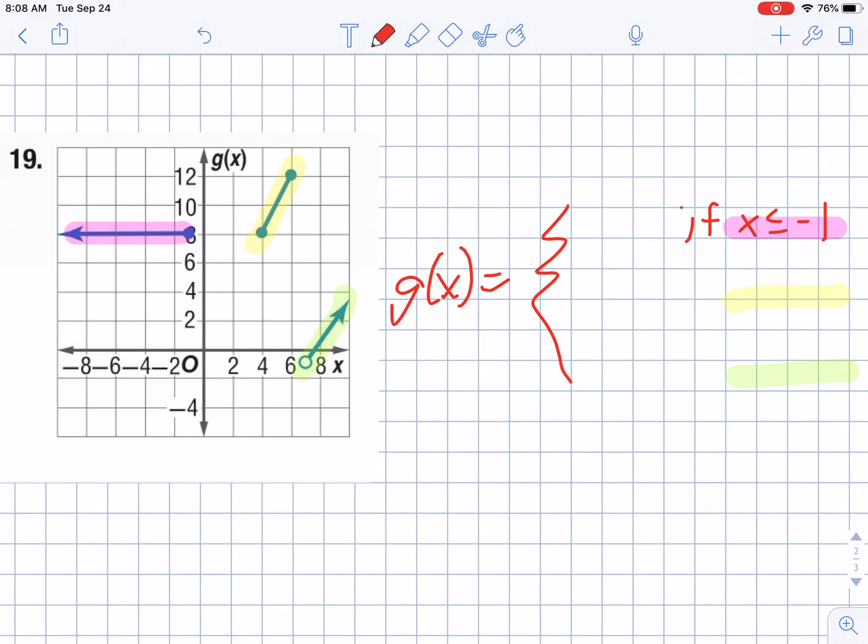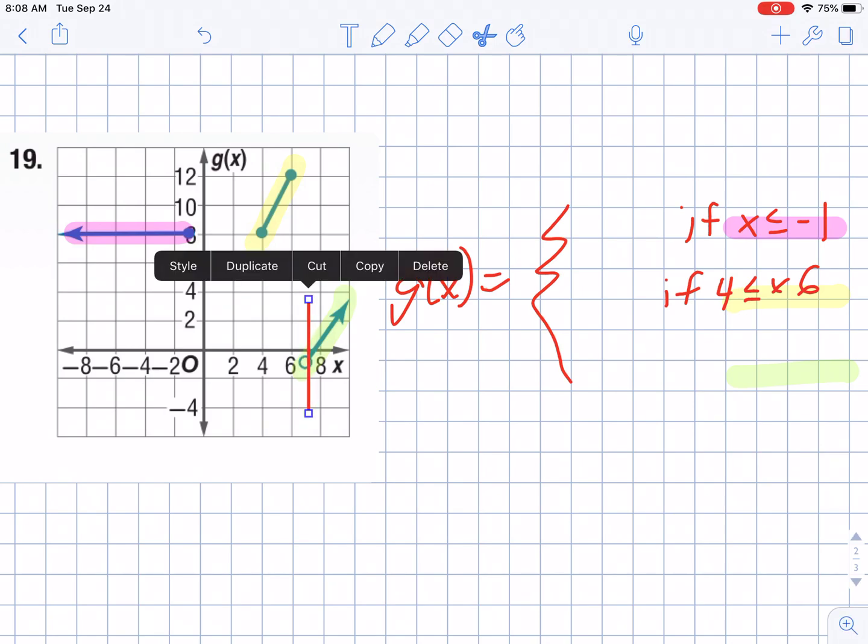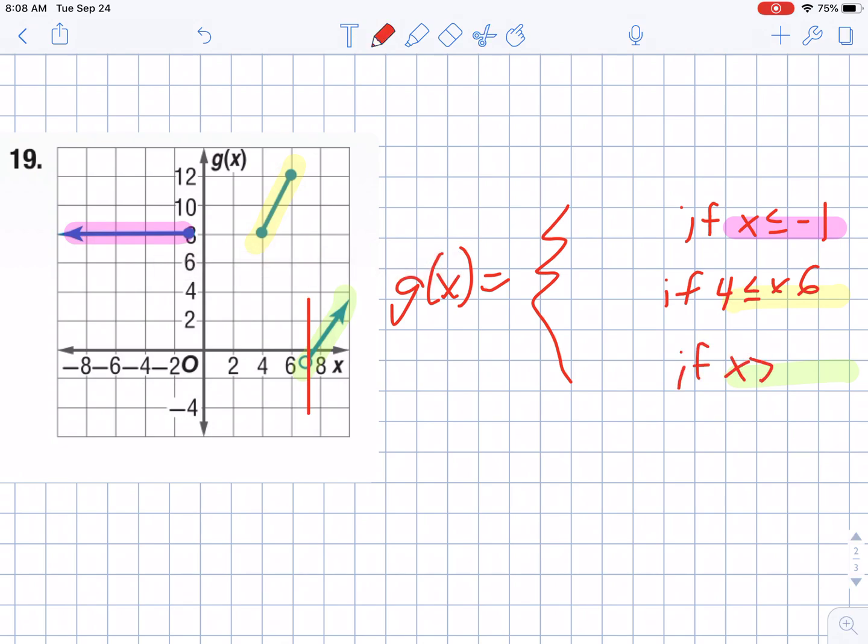For the yellow segment, I have an interval from 4 to 6. So that's 4 less than or equal to x less than or equal to 6. And then, for the last one here, it's going to be right there at x equals 7. So that's going to be if x is greater than 7 because the circle is not filled in.